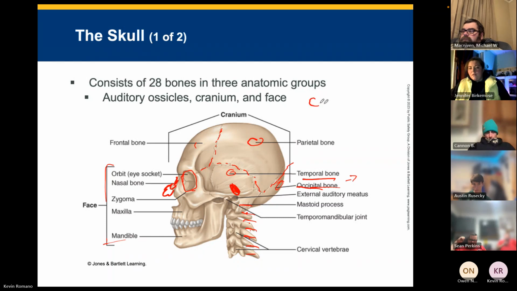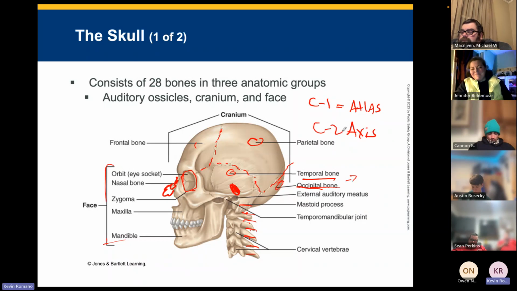So C1. Is it axis in the mantle or something? Atlas. Atlas, yep, that's what it is. And the axis. Think of the globe, the atlas, sitting on the axis that spins. Not exorcism spinning, but it spins. All right. So we have the cranium here and our different bones within the head. Perfect. All right, let's go to the next one.